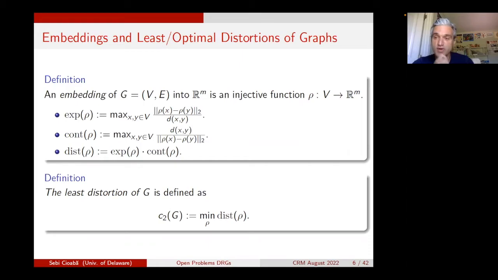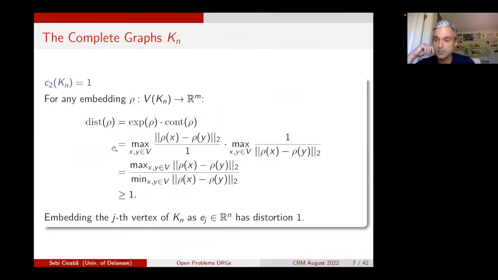And the least distortion of a graph is defined as the minimum distortion over all embeddings of this quantity, dist of rho. Okay, so this is defined for any graph, and I will talk about some things that we did about this parameter for distance regular graphs, some things that we could do and some things that we cannot do. Before I do that, let me give you some examples to maybe get better familiarized with this notion.